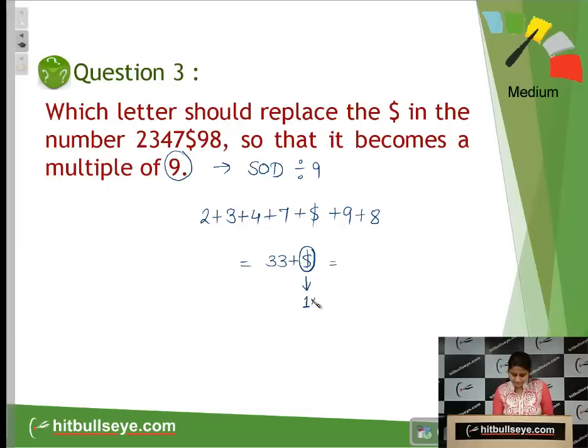So we can say that if we take 3 instead of this dollar, I'll get 36 as the total, which is divisible by 9. So what is the answer to this question? It will be 3. If we replace this dollar sign by a 3, we'll get a number which will exactly be divisible by 9.